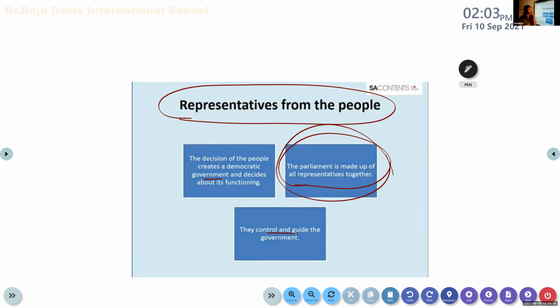And the chosen representative, that means the person who is elected, who scores the maximum votes, will be in the Parliament as MP. All these members together make up the Parliament, and their duty is to control and guide the government.